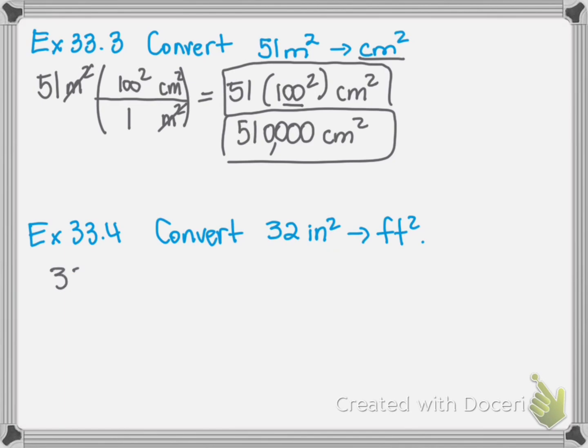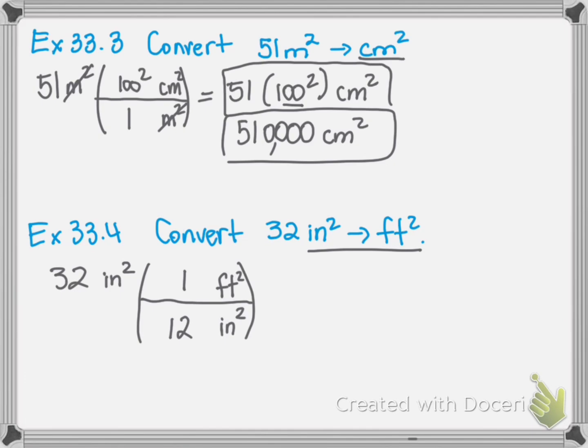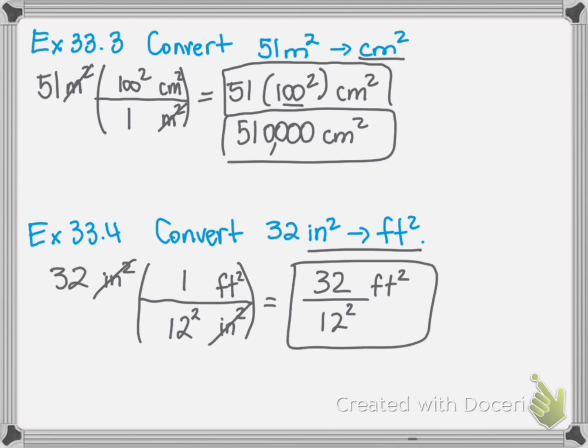In this case, we have 32 square inches, and we want to pass it to feet. So I start by putting the square inches on the bottom, and I do have a relationship between inches and feet, so I just put the square feet also on the top. In that case, the one goes on the top, 12 inches. And since we're talking about area, we have to put the 12 square. And again, these cancel, and we have 32 divided by 12 square. And the unit is square feet. Now we don't have to simplify, we just leave it like that.